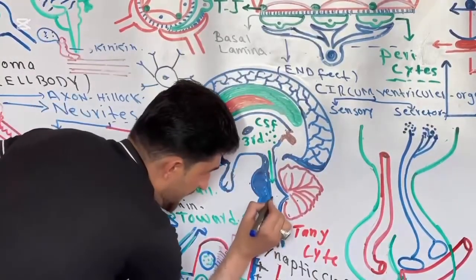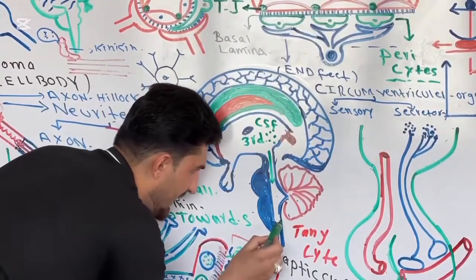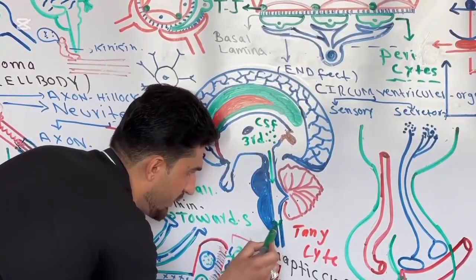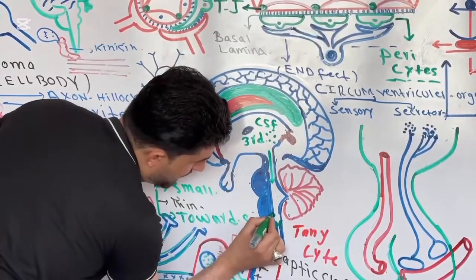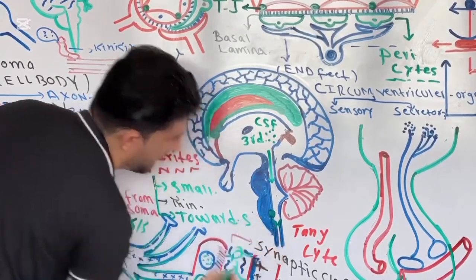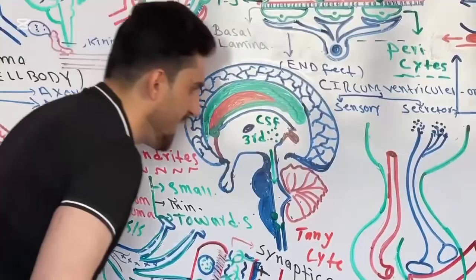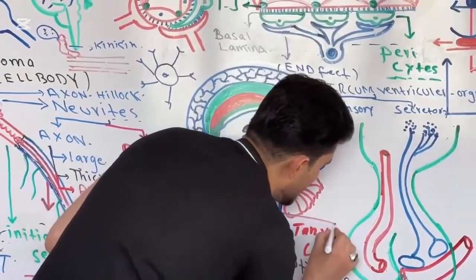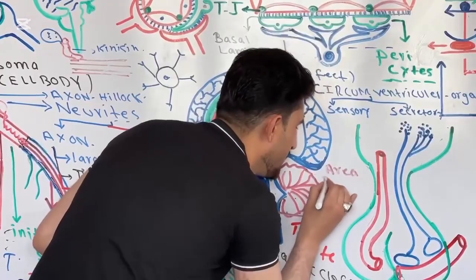So in this floor of the fourth ventricle, here is the area, the end of this fourth ventricle, which is called the obex. So here in this floor of the fourth ventricle, we have some neurons. That collection of neurons is called the area postrema. Area postrema. Let me write it here.